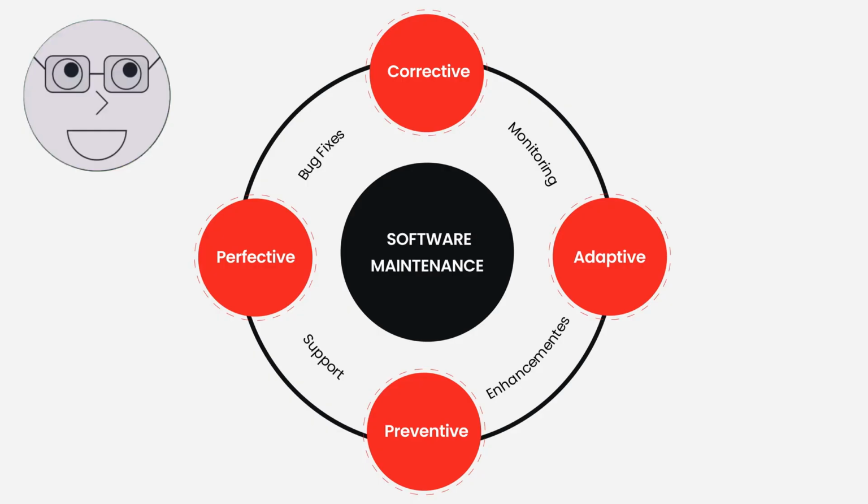6. Maintenance. After the software has been deployed, it will need to be maintained and updated over time. This involves fixing bugs, adding new features, and ensuring that the software remains compatible with other systems and technologies.